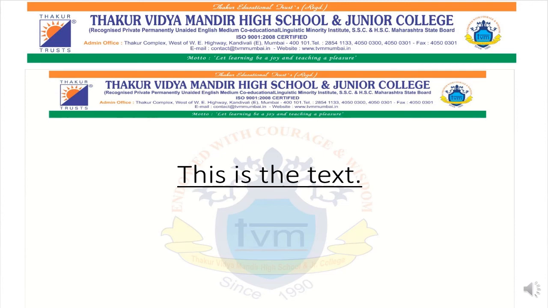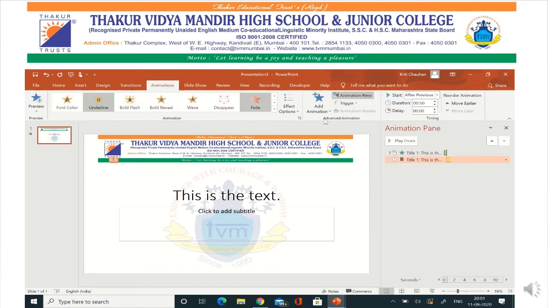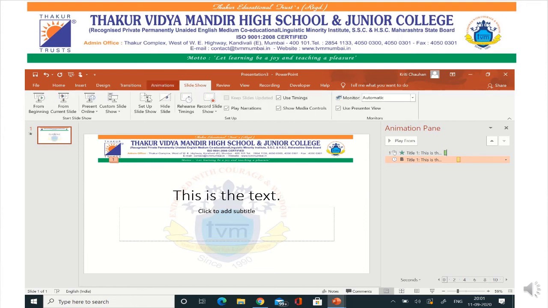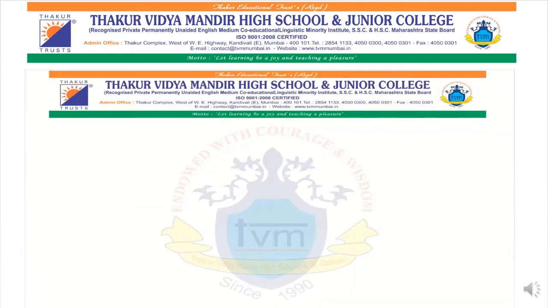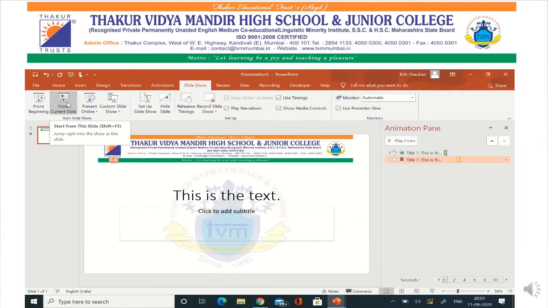I'll press my enter key and then I will see, there should be some time between these two animations. So I want my second animation, that is emphasis, to execute after a certain time. So I want a delay. I will delay it by, suppose, 2 seconds. So what will happen, once I start my slideshow, I'll press enter key, my text will appear, and after 2 seconds automatically my underline will appear.